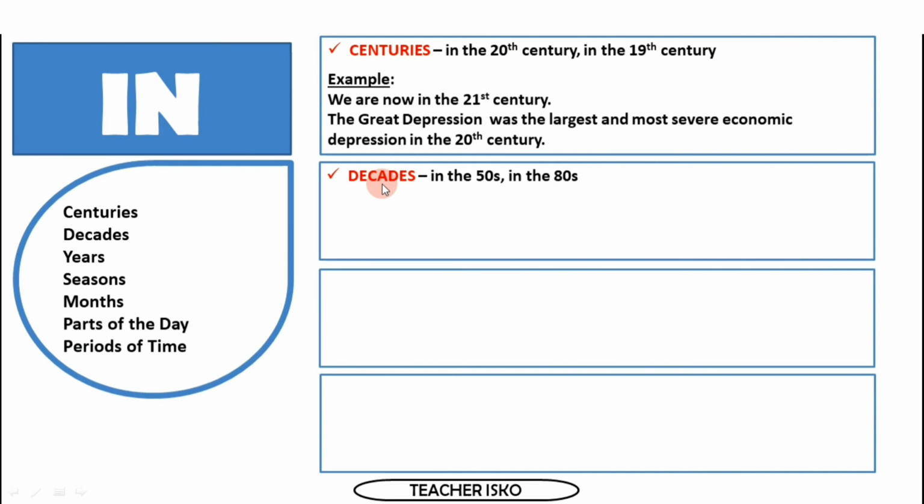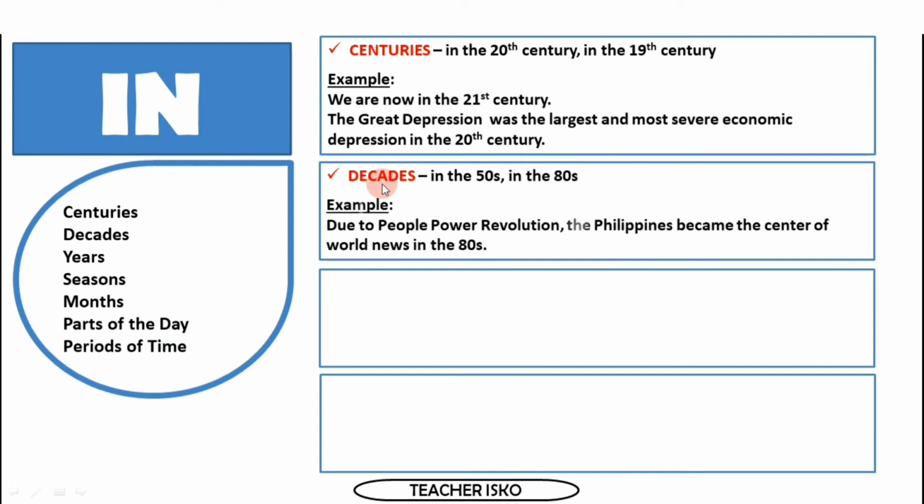Next, we will also use in for decades. Decades, this is composed of 10 years. 1950, 1960, 1970, 80, 90, so and so. Let us have example.